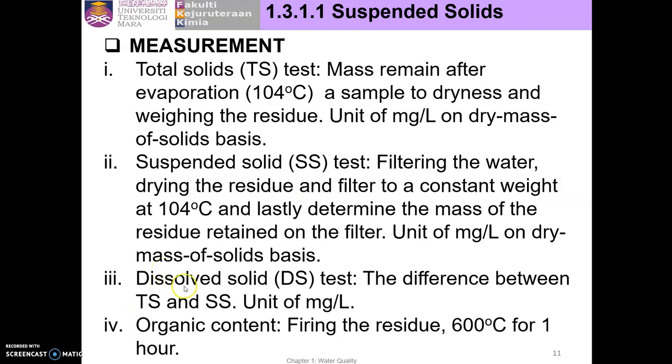Okay, number 3 is dissolved solid test. This is just the difference between total solid and suspended solid. Lastly, organic content can be found by firing the residue at 100 degrees C for 1 hour. That is the measuring test for suspended solid.